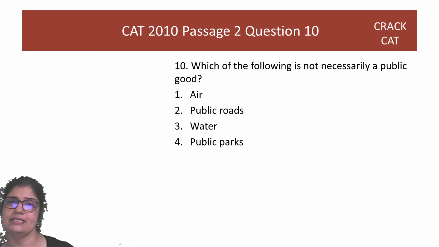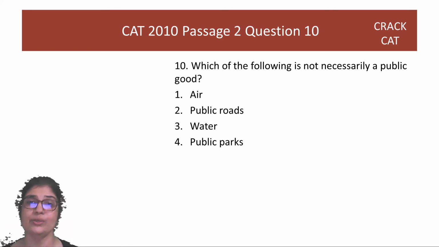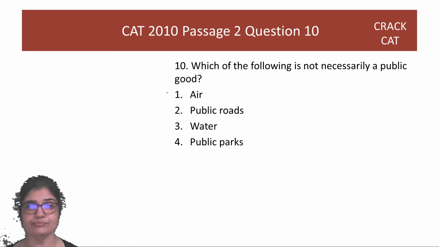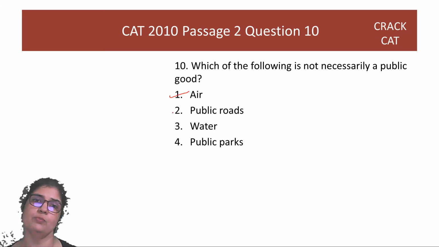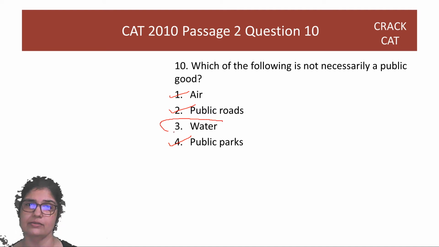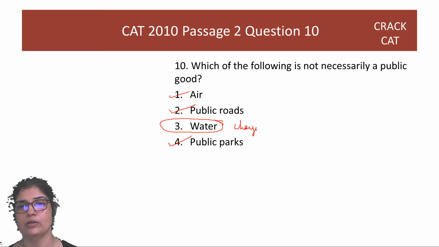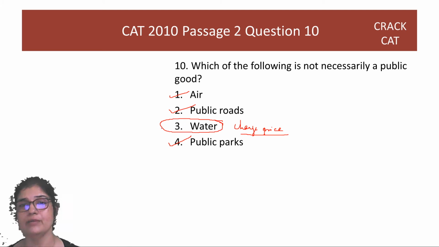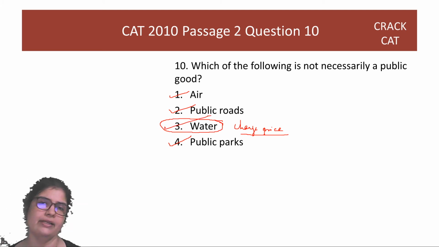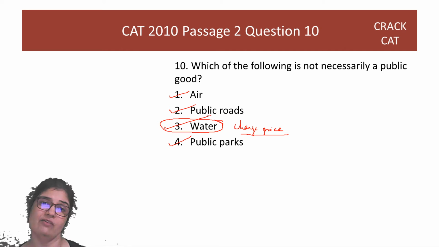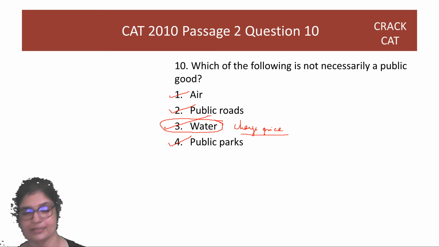Which of the following is not necessarily a public good? So air is available to all. You cannot control it. Can we control this is your question. You cannot control air. Public roads available to public, cannot control. Public parks available to public, cannot control. But water, there are countries that actually charge a price for water. People pay water taxes, water prices. So water need not necessarily be a public good. Even in India, right, you have to buy water that comes in tankers. So nobody needs to ever buy air or public roads or public parks, right?